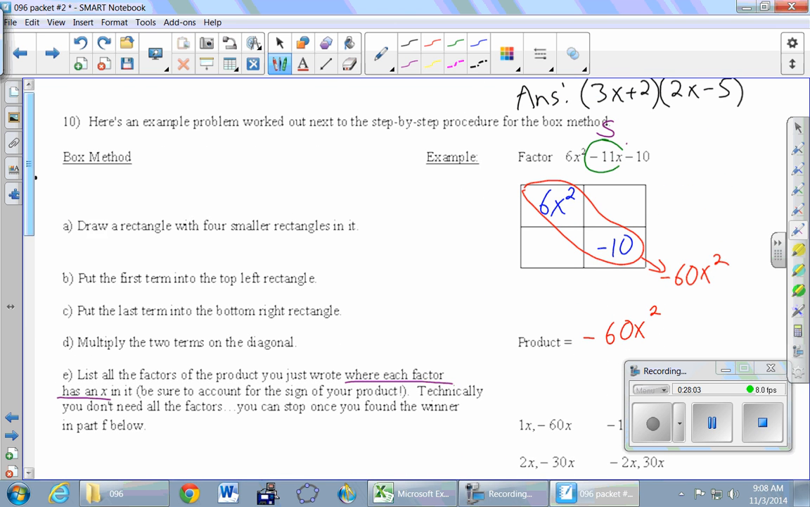Yes, the reason is because of that stupid 6 in the front. That's what makes this hard, right? All the problems that we had last class were just x squared. But if it's anything other than x squared, like a 2x squared or a 3x squared or a 6x squared, that's when we have to do this process.